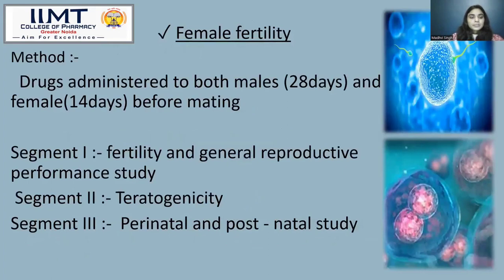Female fertility. What is the method? Drug administered to both males 28 days and females 14 days before mating. Segment 1, fertility and general reproductive performance history. Segment 2, teratogenicity. And in segment 3, we studied perinatal and postnatal study.